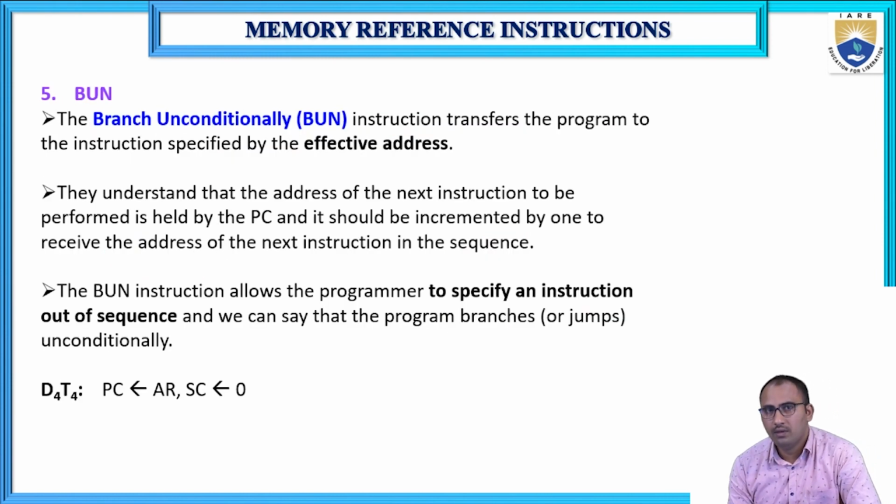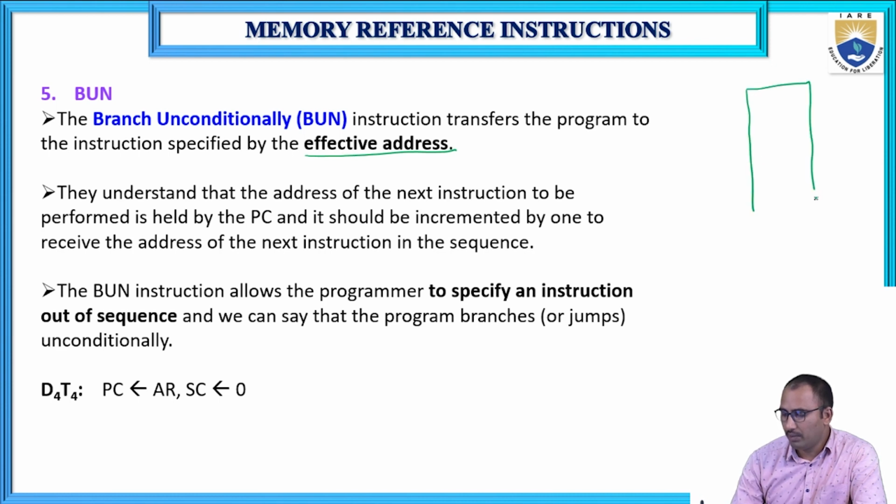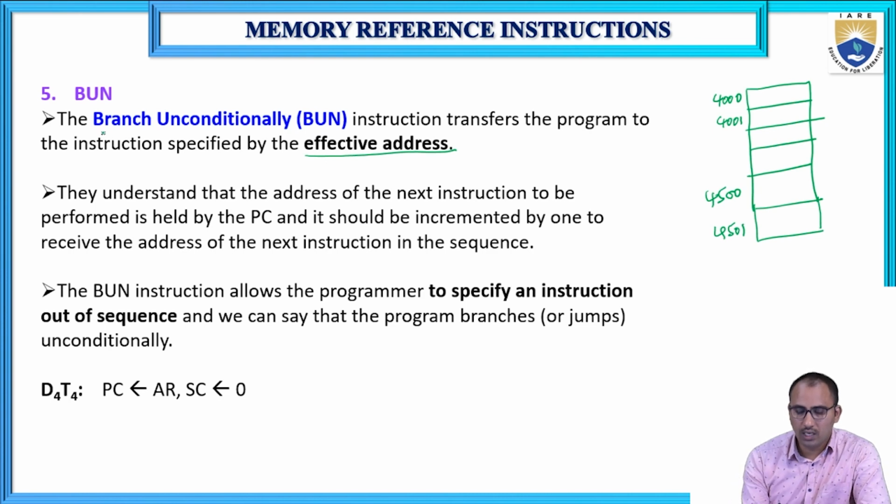Next, fifth one, BUN. So shortly we can call BUN. Branch unconditionally. The branch unconditionally instruction transfers the program to the instruction specified by the effective address. Okay. So see here, we have a memory. The instruction addresses are 400. Okay, so see here, branch unconditionally.